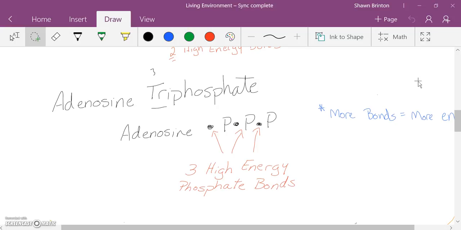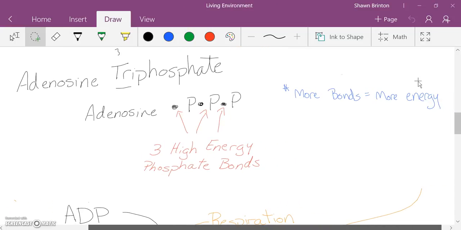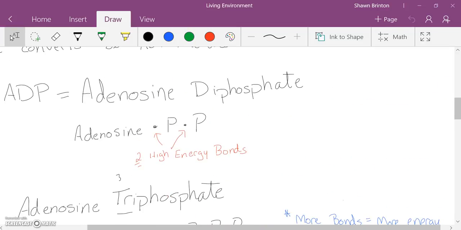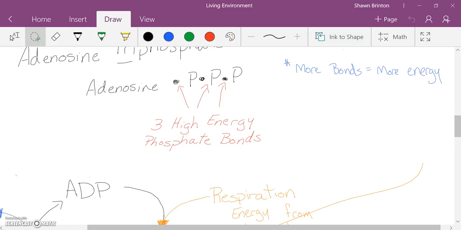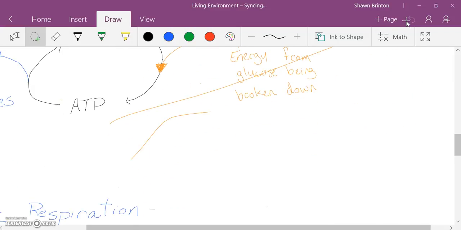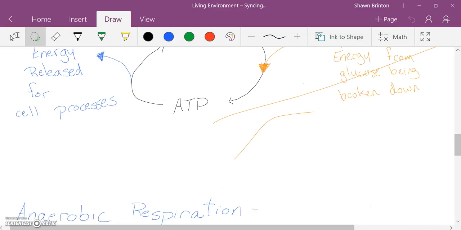The one thing you have to realize is that more bonds, more energy. Bonds are basically where the energy is stored. Basically the energy is stored in each of those phosphates when they're attached. So during respiration, an extra phosphate is attached to the molecule of ADP to make it ATP. Okay, hopefully that makes sense. Alright, so what does this look like in a diagram?